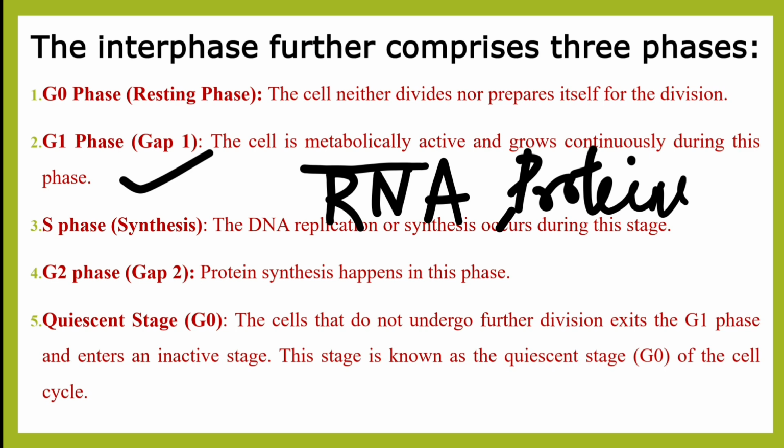Then S phase. In S phase or synthetic phase, DNA replication occurs, or synthesis of new DNA occurs in this phase. And as a result, the DNA content per cell doubles. In animal cells, in this phase, the centriole duplicates in the cytoplasm. It is the shortest phase of the interphase.